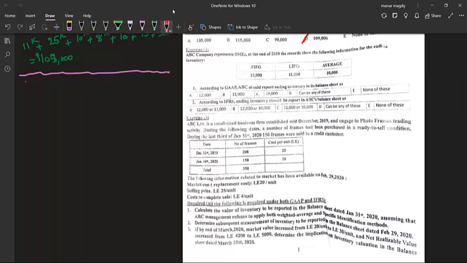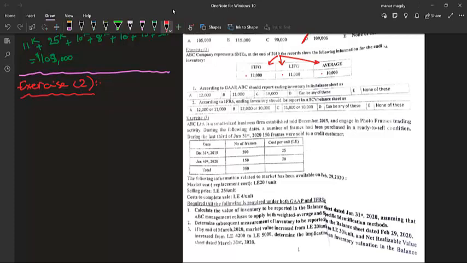Exercise number 2. Here we have a company, ABC company. It is an SME, and at the end of 2019, the records show the following information. We've got FIFO, LIFO, and average. If the company calculated its total assets according to FIFO, LIFO and weighted average: if it is FIFO, the amount would be 12,000, and if it is LIFO, it would be 11,000, and weighted average would be in between, just 10,000.